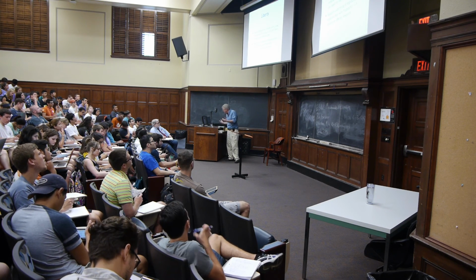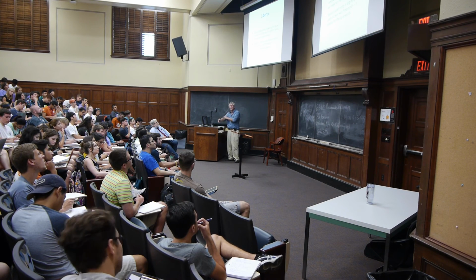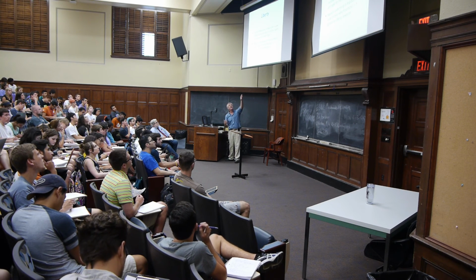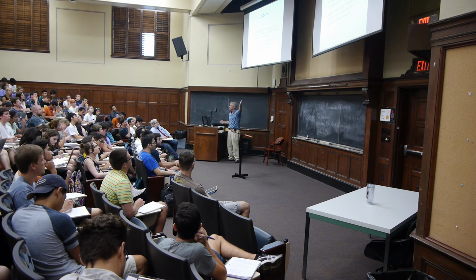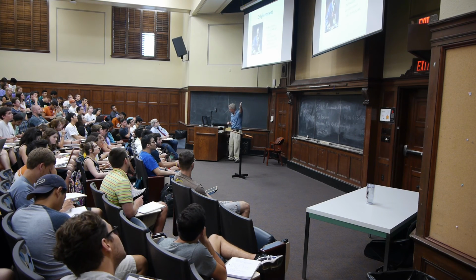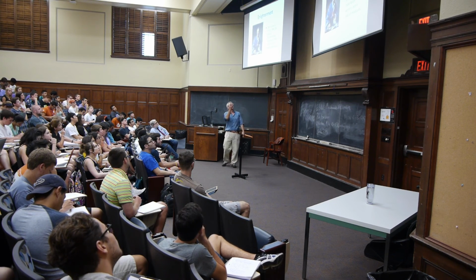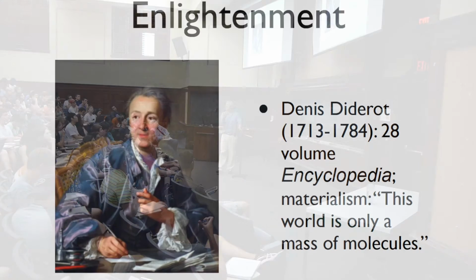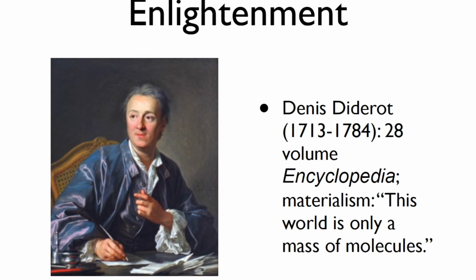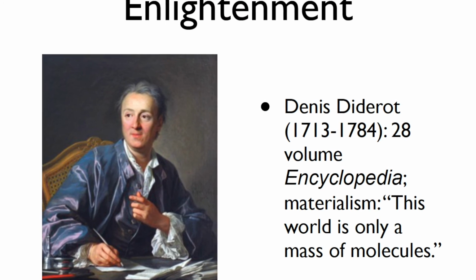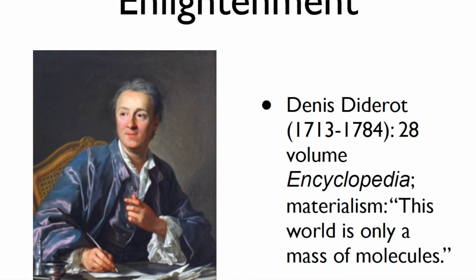Other thinkers had different ideas. Locke and Kant tried to take this as a brief for liberty, toleration, respect for rights. But other people took it differently. Denis Diderot edited the 28-volume French encyclopedia. He was a materialist. He said this world is only a mass of molecules.